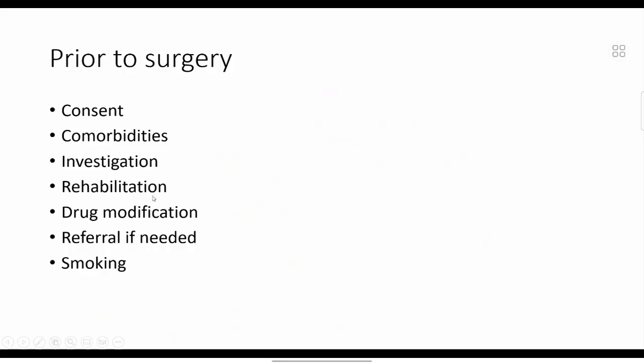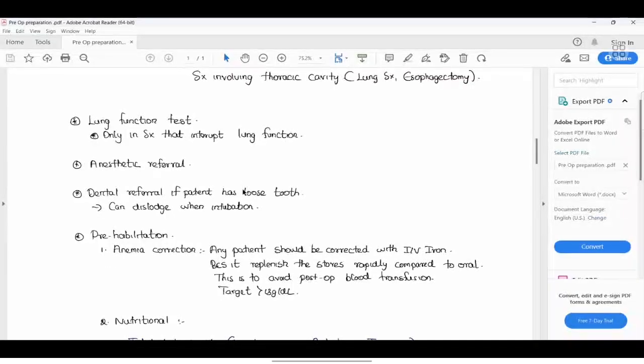And then we will come to the rehabilitation. The rehabilitation means that after doing all the investigations, we have to prepare the patient for the surgery. The patient should be fit for the surgery. That is the procedure we call prehabilitation. We have to do it and make the patient fit for the surgery.